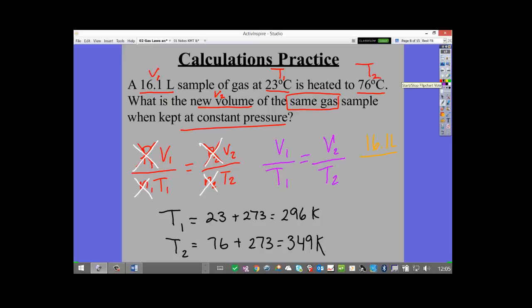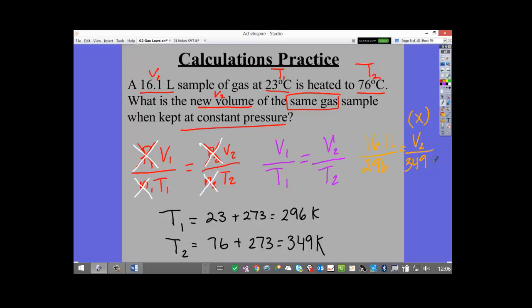My T1 is what? 296. And that's equal to V2. What is V2? We don't know, so I'm going to put V2, also known as X, right? That way we can solve for X, over 349.